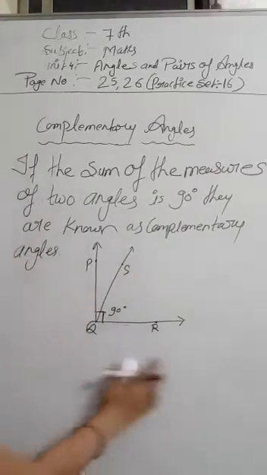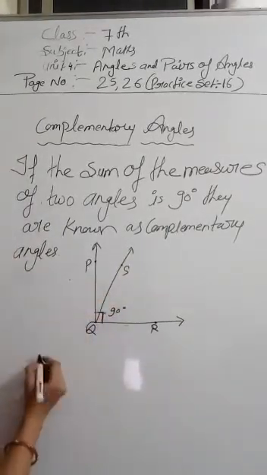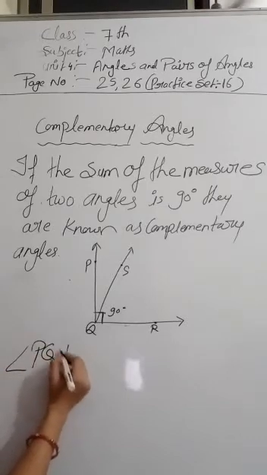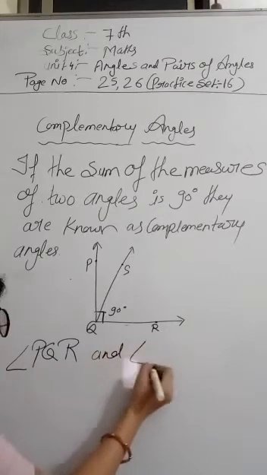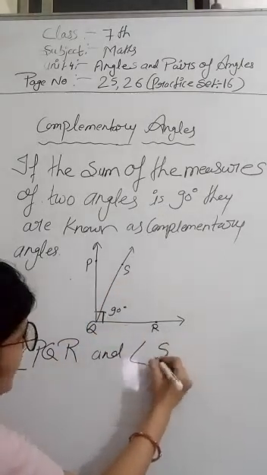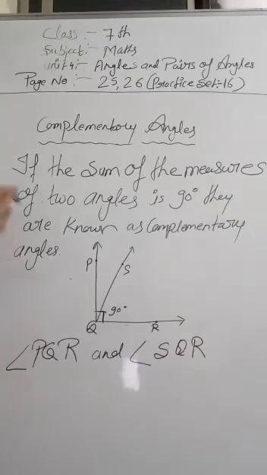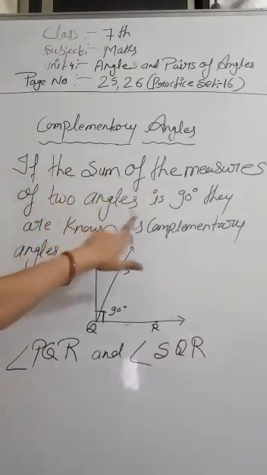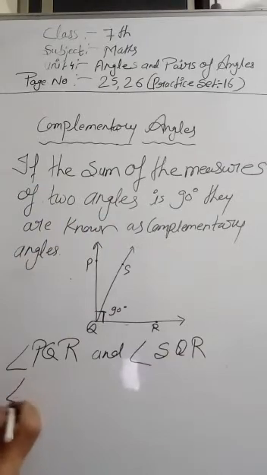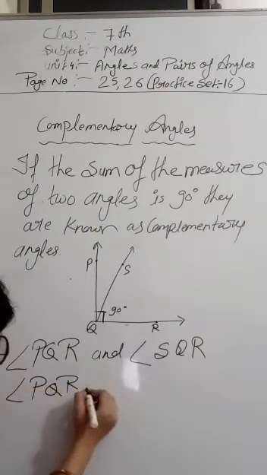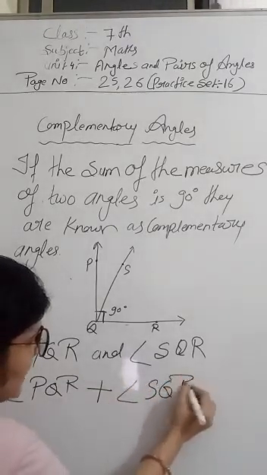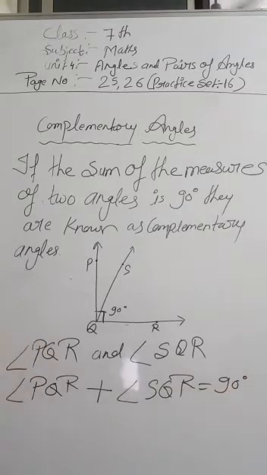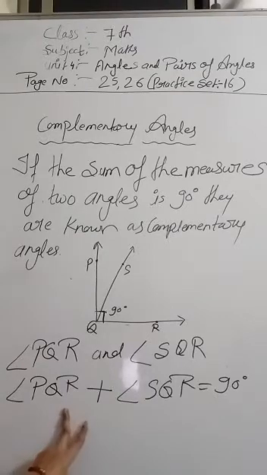You can see here a figure. Here are two angles. The first one is PQR, and the second one is SQR. If the sum of the measures of the two angles is 90 degrees, we write here sum. The sum of the two angles is 90 degrees, and they are known as complementary angles.